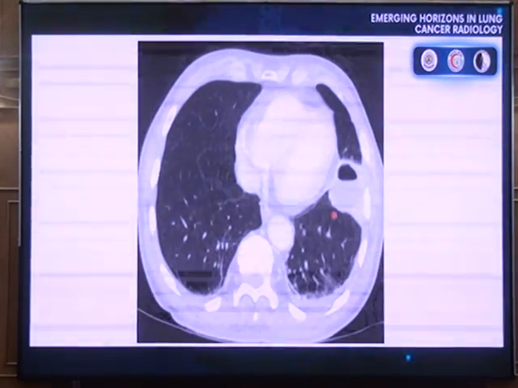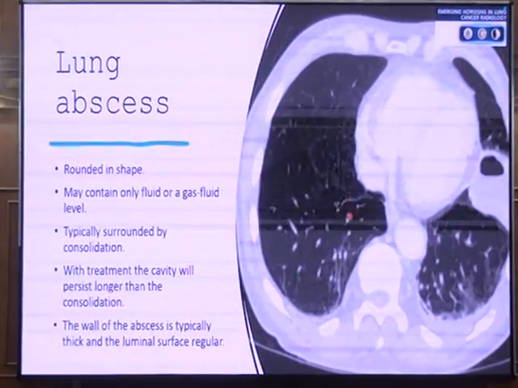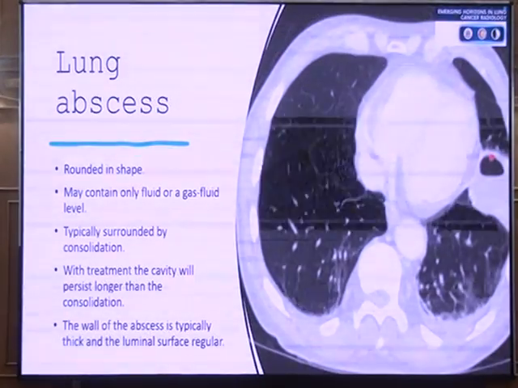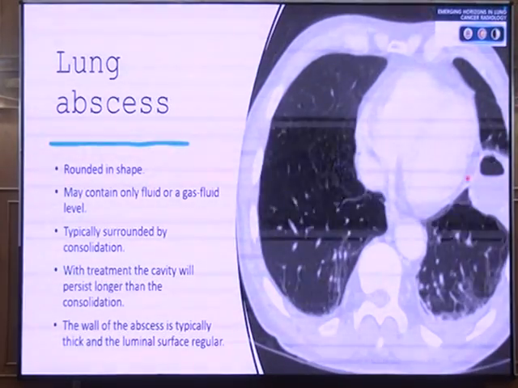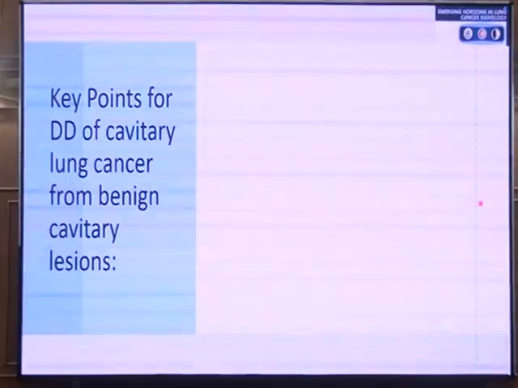Another lesion here which may mimic lung cancer is lung abscess. As you see in this lesion, it is a cavitary lesion with a smooth inner margin with an air fluid level inside, and this is a typical lung abscess, which may contain fluid alone or an air fluid level, typically surrounded by areas of consolidation. However, after adequate treatment, the consolidation resolves and the cavity is the only thing that will remain. So the main differentiating point is the smooth inner margin of the lesion.